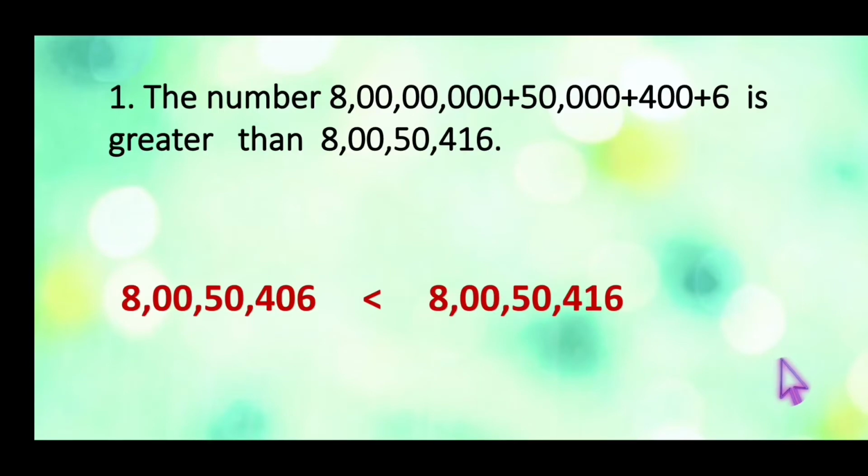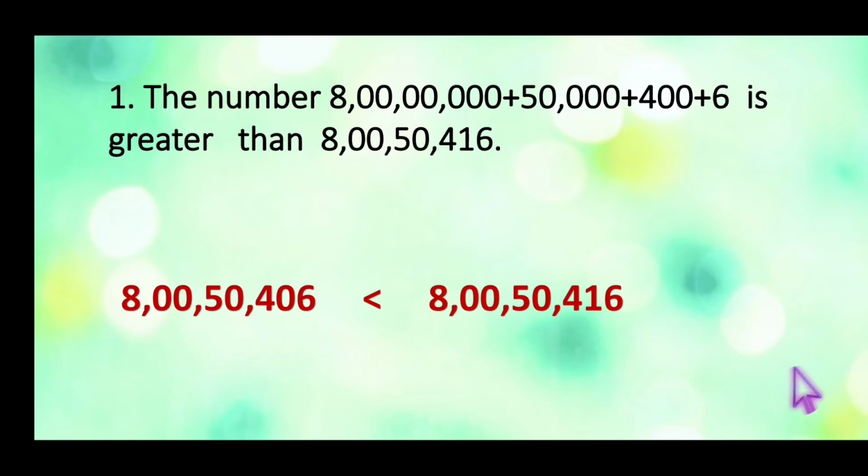I have taken the first sum separately. Here the first number, which is in expanded form, I have changed into standard form. 8 crore plus 50,000 plus 400 plus 6 is given here in expanded form, and I have changed that into standard form, and the second number is 8 crore 50,000 416. Now we are asked to compare these two numbers. Among these two numbers, which one is greater? Look at the last 3 digits. Here 406 is given in the first number and 416 is given in the second number. So from this we come to know that the second number is greater than the first number. Therefore 8 crore 50,000 416 is greater than 8 crore 50,000 406.